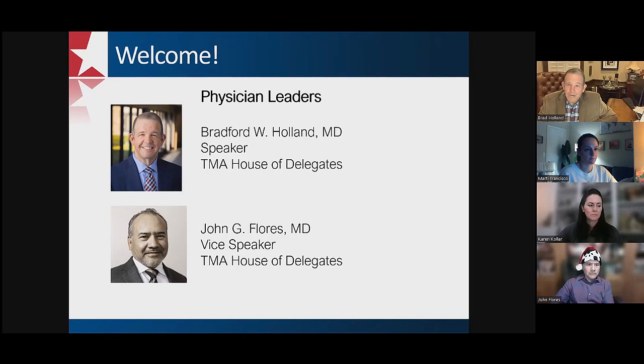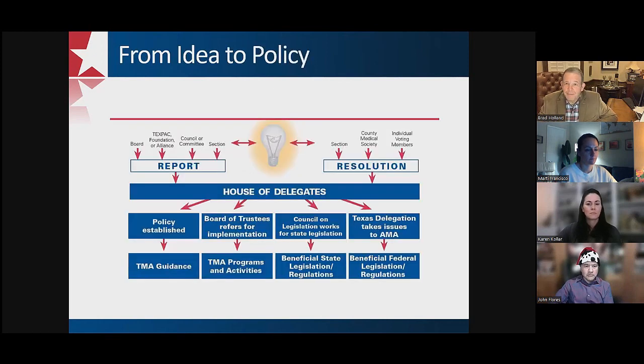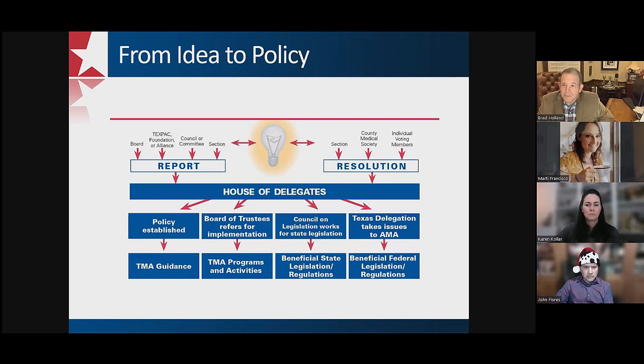What happens when we talk about making policy within TMA? I think this is a very good overview slide about how to take an idea, which, if you start at the very center of the slide, is the light bulb. An idea can evolve in two ways. Most commonly, as we know, it can be introduced into the House in the form of a resolution. You see the three common ways an entity can introduce a resolution: from one of the sections, which we'll talk about, from an individual county medical society, from individual voting members, and then from the different caucuses, which may or may not be a county medical society or an individual section.